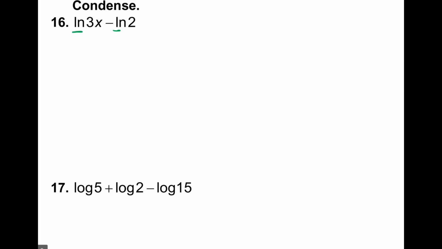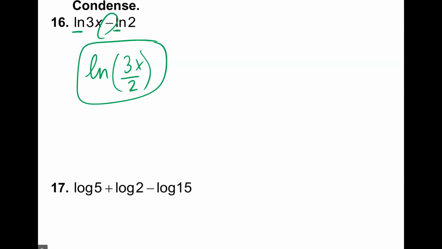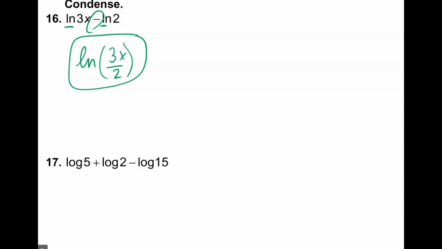Condense. ln, and I have a subtraction sign, so I can just divide whatever's inside. Cool. That was too short. That's not a problem on your test. It'd be more like number 17. Give this one a shot. Number 17.